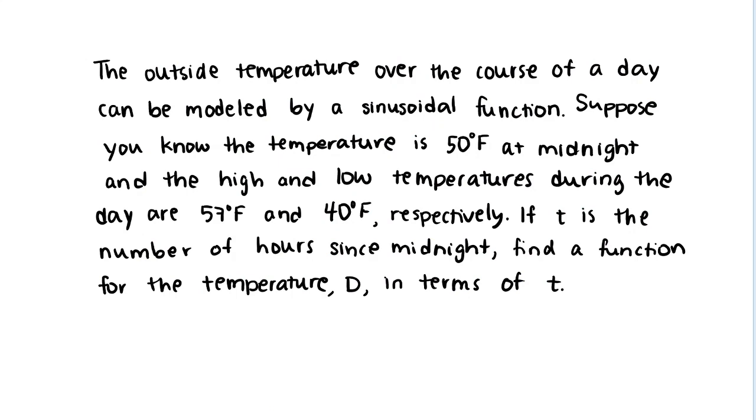Okay, so the last problem I'd like to go over is this very wordy word problem. Here it says the outside temperature over the course of a day can be modeled by a sinusoidal function. Suppose you know that the temperature is 50 degrees at midnight, and the high and the low temperatures during the day are 57 degrees Fahrenheit and 43 degrees Fahrenheit respectively. If t represents the number of hours into the day since midnight, we want to find a function for the temperature, which we're calling d, in terms of our hours t.